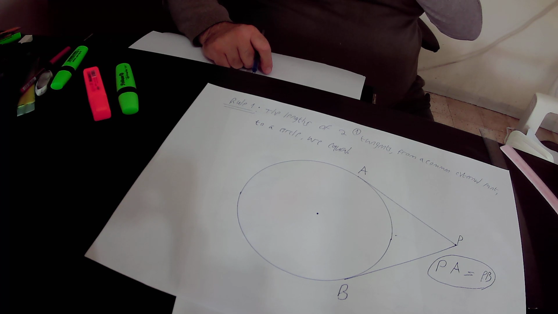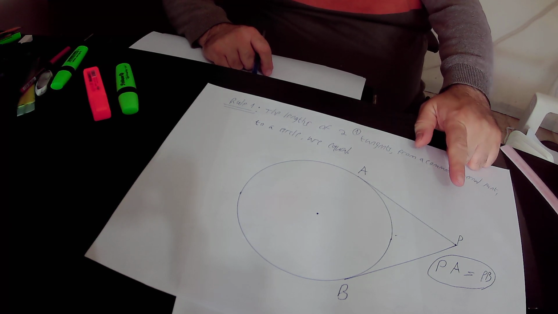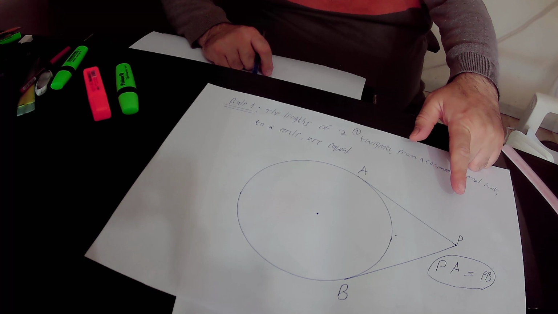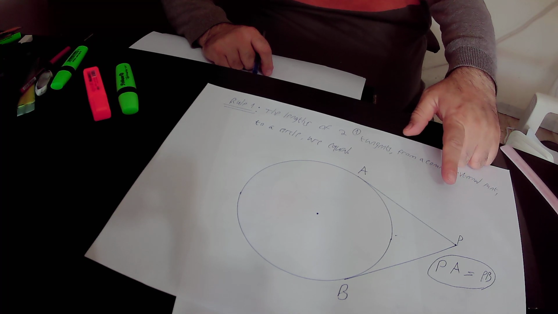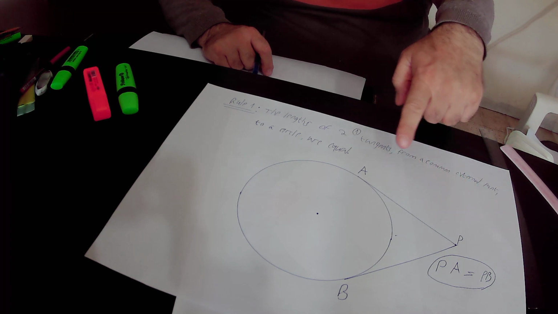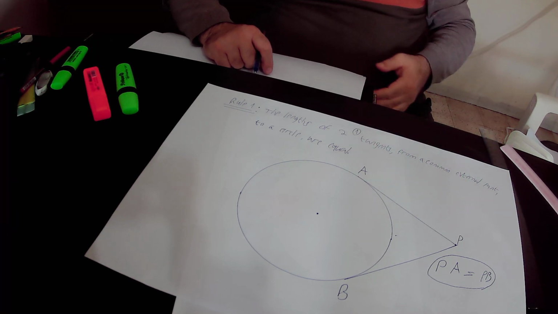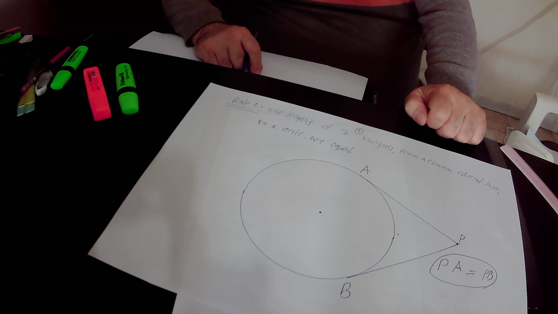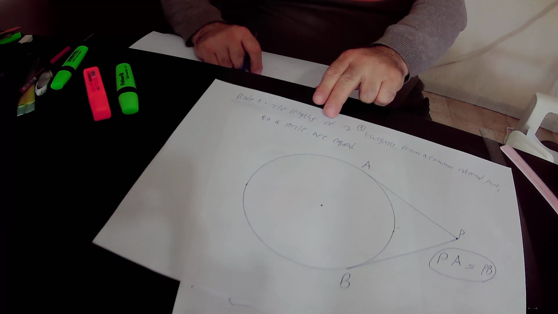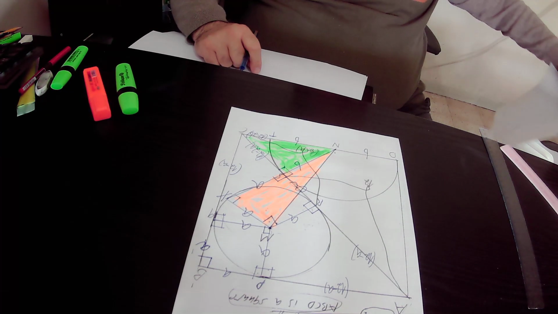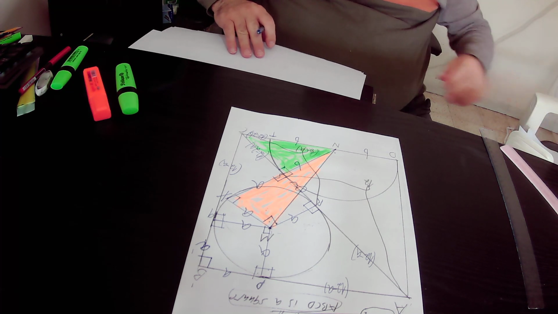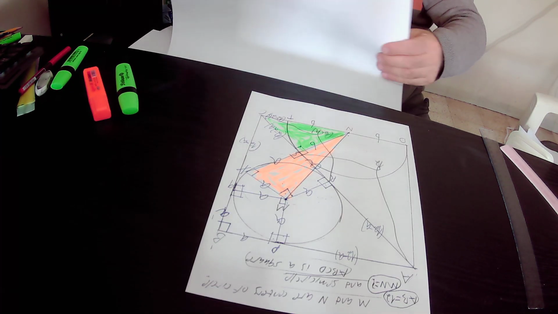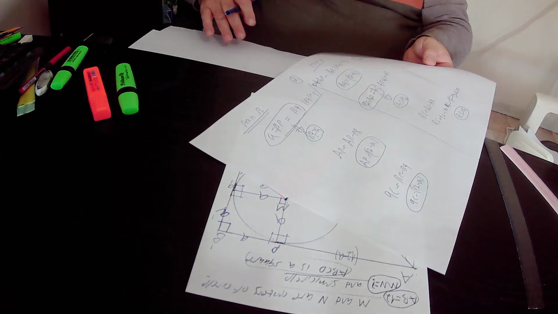If we have a common external point, point P, and from point P we draw two tangents to this circle, the first tangent is PA, the second tangent is PB, then the lengths of those two tangents will be equal to each other. That is to say, PA will be equal to PB according to rule number 1. Okay, then we implemented rule number 1 in our drawing.